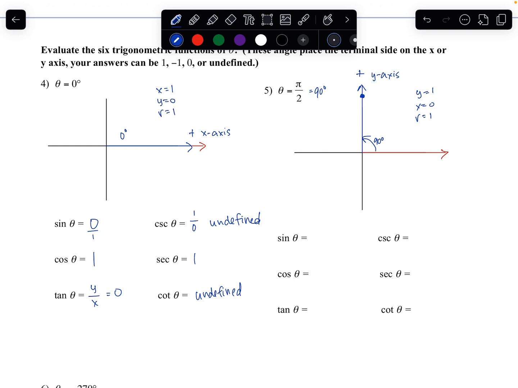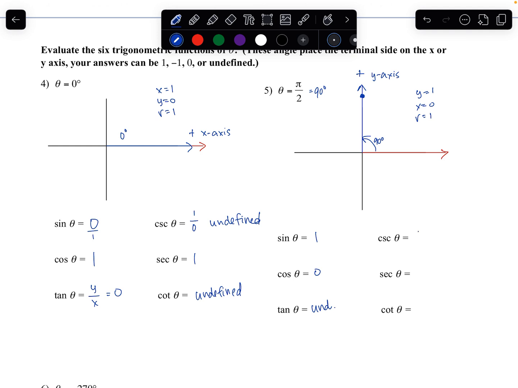And so sine, in this case, sine is going to be 1 because we're on the positive y-axis, and because we're on the positive y-axis, that means x will have to be 0. That means cosine will also have to be 0. Tangent is going to be y over x, opposite over adjacent, so tangent is going to be undefined.